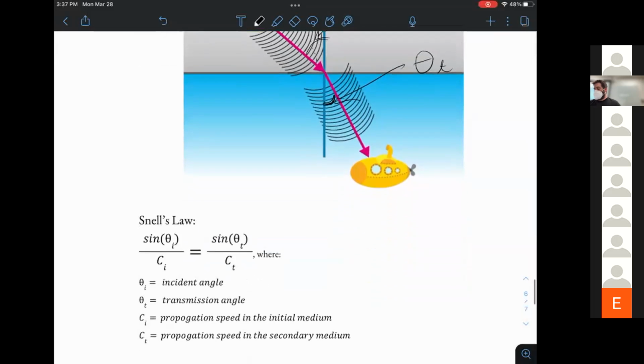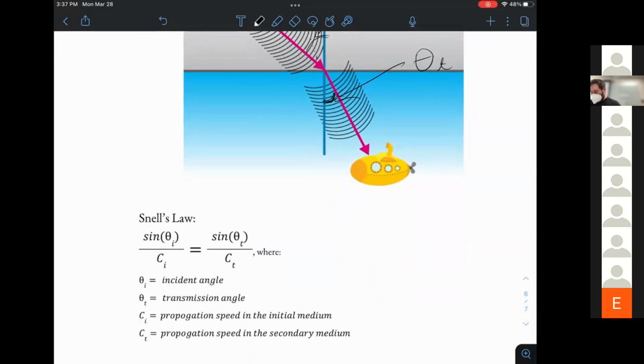Oh, Snell's law. You should probably know that. That's how you're actually going to find it, right? There you go. You have an incident angle, you have a transmission angle, you have a propagation speed in the initial medium, which is air, and a propagation speed in the secondary medium, which is a term that I made up. We're going to call that water. Okay. So there's a little bit of algebra here, but you're looking for theta T, right? And you have everything else.